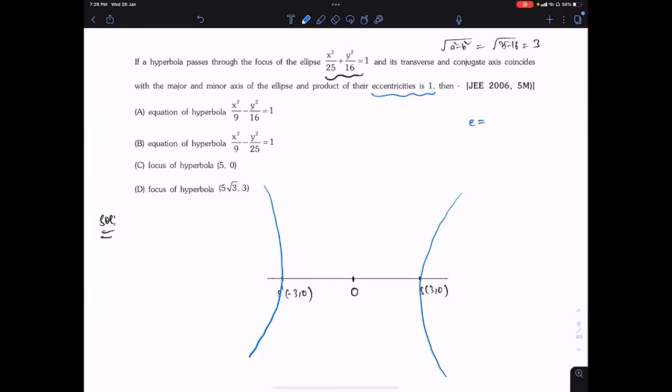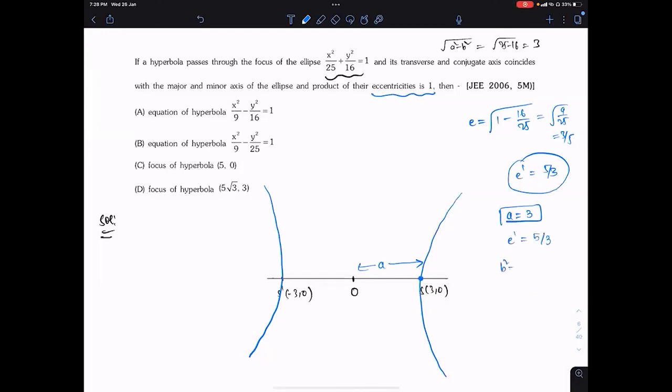What is the eccentricity of the ellipse? Square root of 1 minus b square by a square, 16 by 25, which is square root of 9 by 25, which is 3 by 5. So what will be the eccentricity of the hyperbola? It will be 5 by 3, no? Product is 1 they are saying. Okay. And for the hyperbola, you can clearly see this is the a value, no? Because the point where the hyperbola intersects, from the center the distance is a. So a for the hyperbola is indirectly given, that is 3. And the eccentricity for the hyperbola is given indirectly, that is 5 by 3.